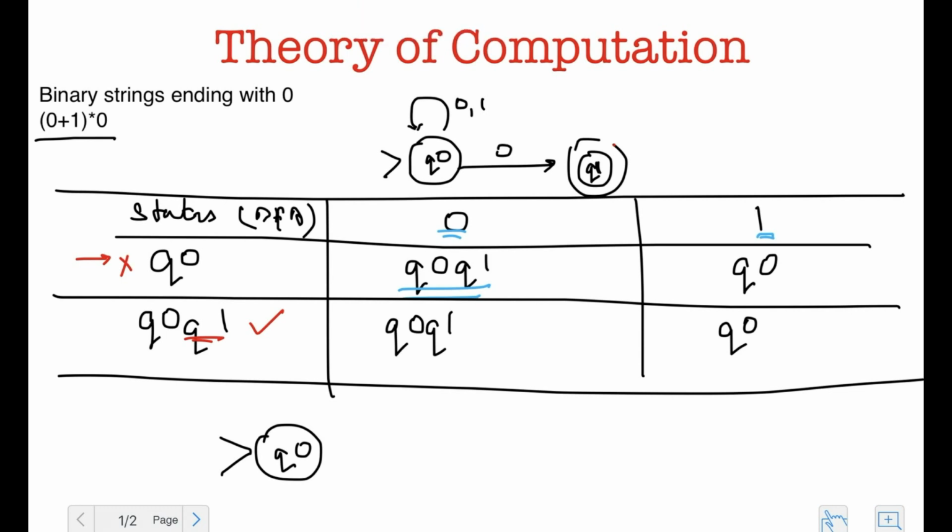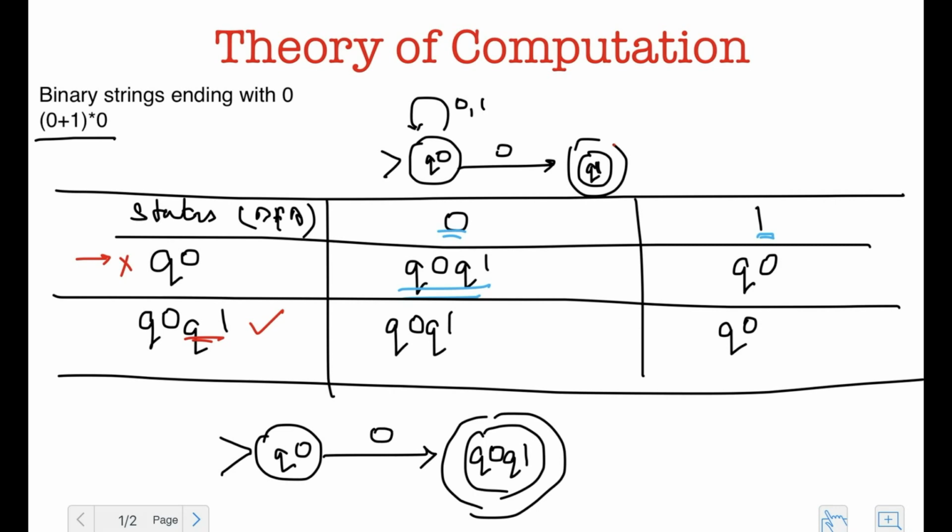So next I come back to my DFA. So I have Q0, which is my start state, and I have another state which is my final state, and that's going to be called Q0, Q1. So this is Q0, Q1. So from Q0 on 0 I go to Q0, Q1. This is on 0. On 1 I stay at Q0. So this is on 1. And from Q0, Q1 on 0 I stay at Q0, Q1.